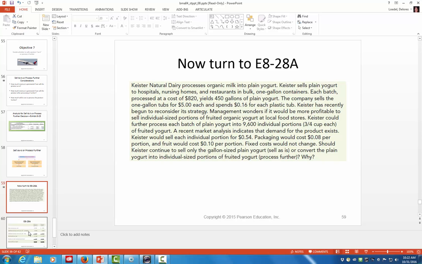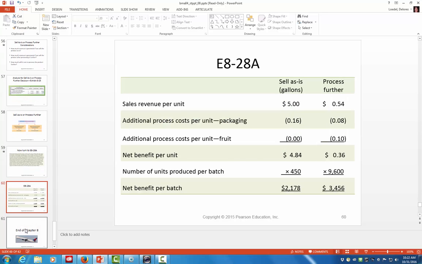Okay, so now we have all the information we need here. We just need to put it in some logical order. So we can do that by first saying, well, what is our sales revenue per unit? So we're comparing selling it as is versus processing it further. And they give us the information for the sales value, sales per unit. They also give us additional cost per unit in packaging and the additional cost per unit for processing the fruit.